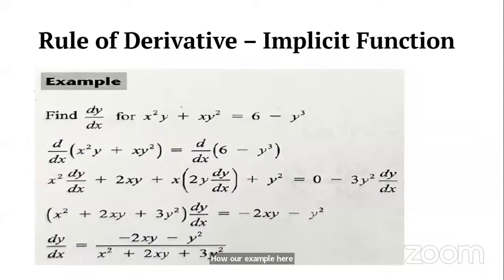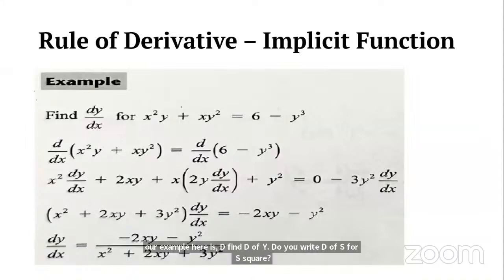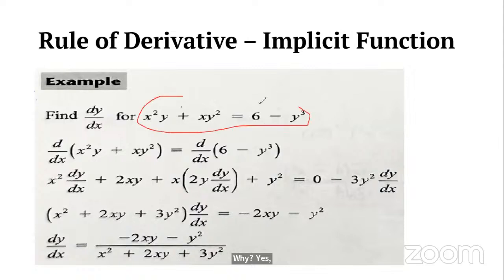Find dy/ds for s squared y plus s y squared is equal to 6 minus y cubed. This is our function. So the question is asking you to find dy ds of this function here.